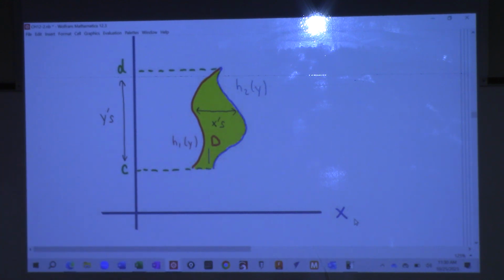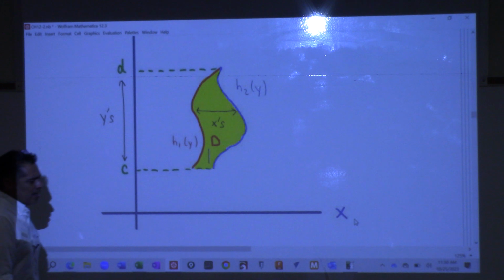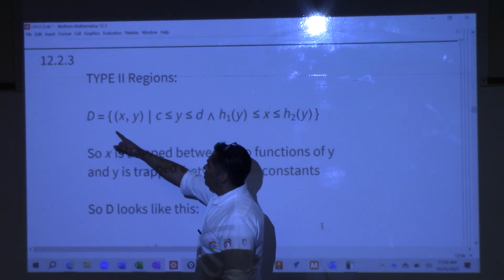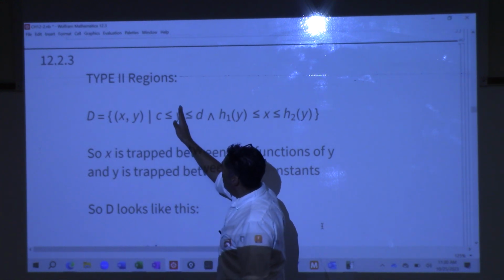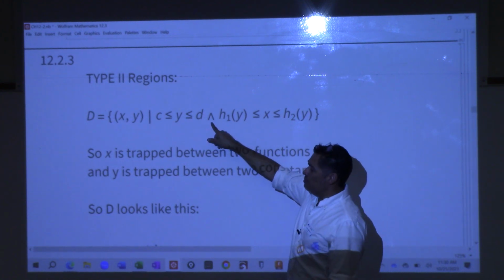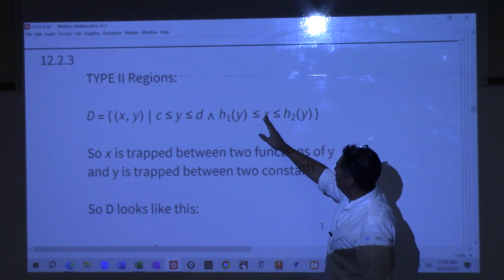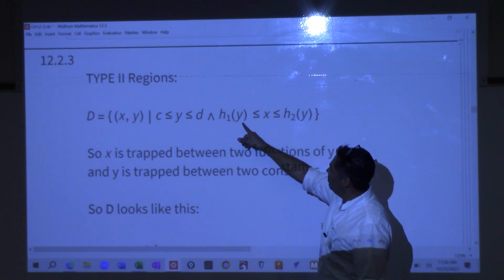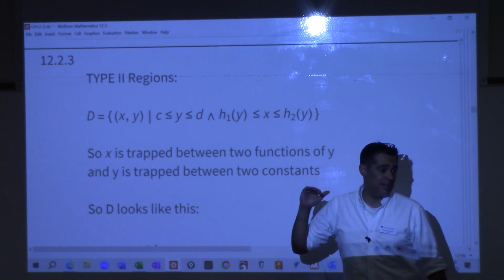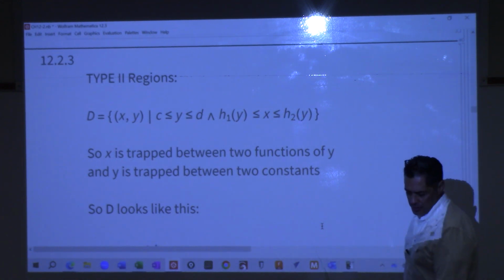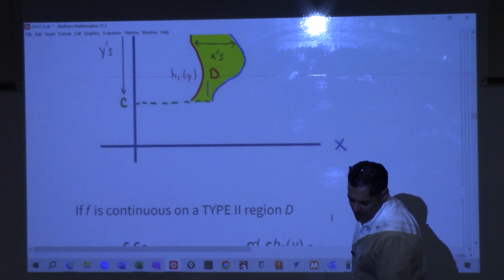Okay. All right, so going back up to the notation for type 2, you've got the set of all points such that your y is stuck between 2 constants and your x's are stuck between, that's the mathematical symbol for and, or computer science, y'all use the same thing, I believe. X is less than or equal to 2 functions of y instead of 2 functions of x. So the x is trapped between 2 functions of y, and the y is trapped between 2 constants. That's what it looks like.